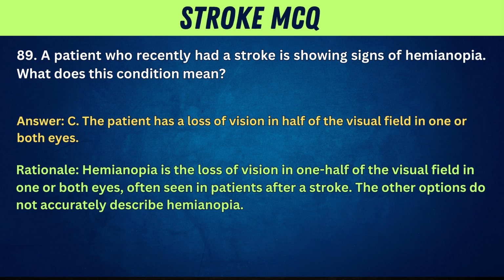Rationale: Hemianopia is the loss of vision in one half of the visual field in one or both eyes, often seen in patients after a stroke. The other options do not accurately describe hemianopia.